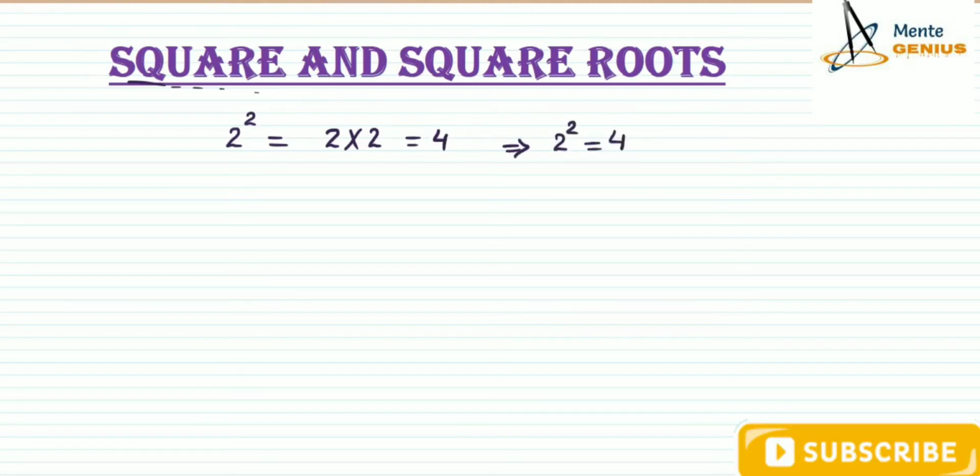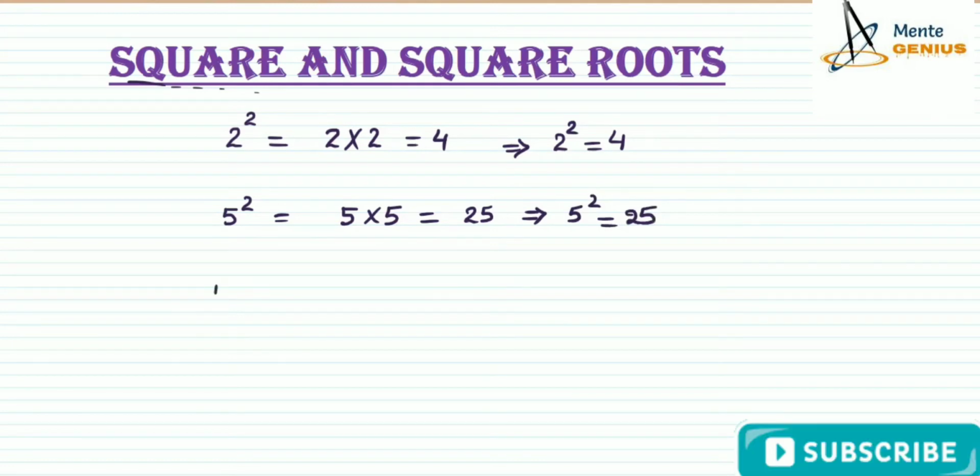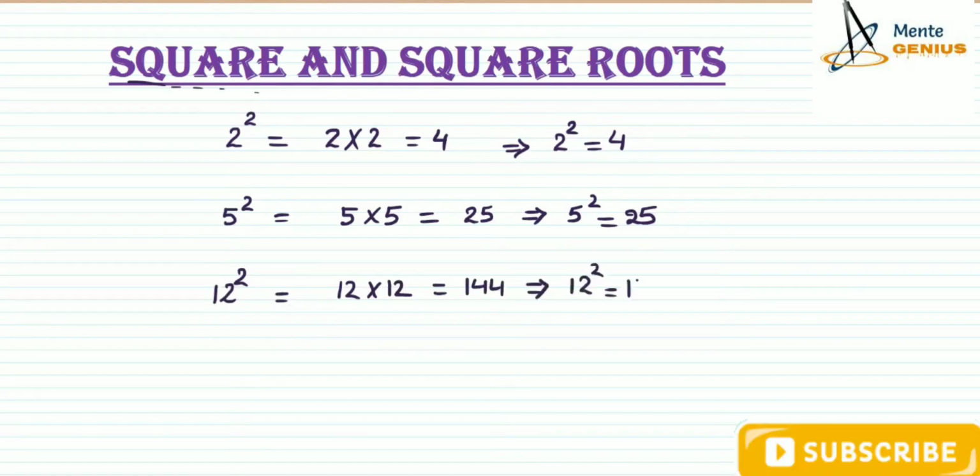Now let us take one more example. For example, you have to find 5 square. 5 square means 5 times 5, मतलब 5 को हम 2 बार multiply करेंगे, which will give us 25. So 5 square is equal to 25. Now let us take 12 square. So 12 square is equal to 12 times 12, which will give us 144. So we can say that 12 square is equal to 144.